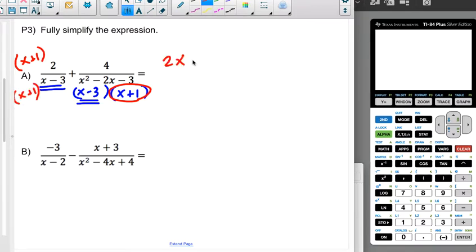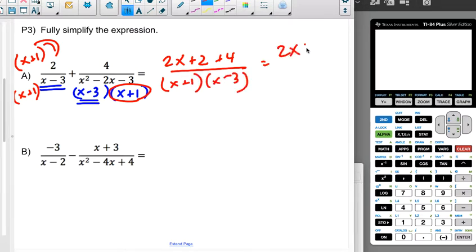I'm going to get 2x plus 2, right, because that 2 goes to both of them, plus a 4 over x plus 1 times x minus 3. So I get a 2x plus 6 over x plus 1, x minus 3. And that answer's totally fine.